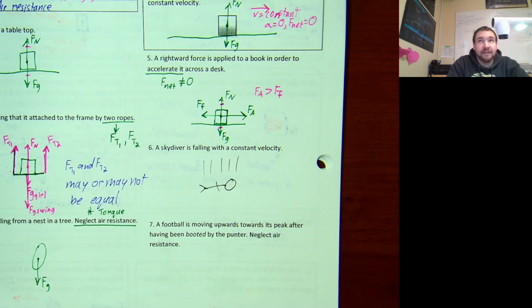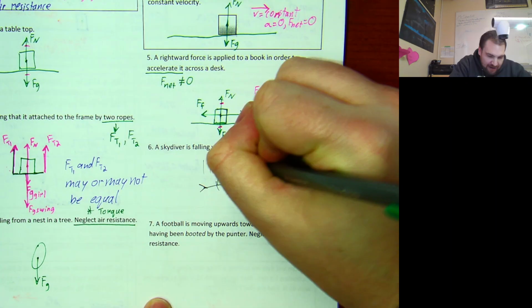Got air resistance, which way? And gravity, which way? And what do we know about those two? Do we know anything about those two? Sorry? If gravity were stronger, what would this person be doing? Oh, flying most of the time.